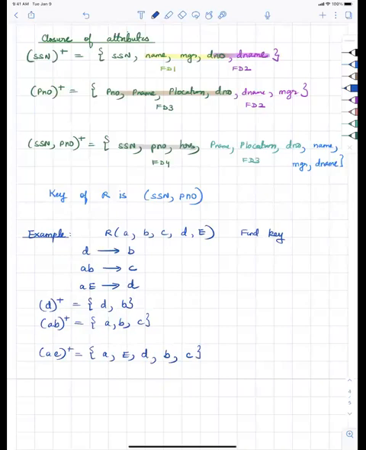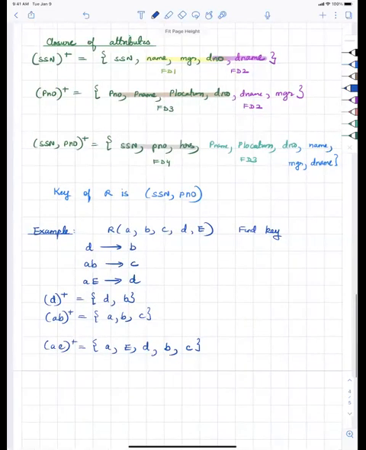So you get the entire set, because AE determines D, then this D determines B comes from here. And then AB determines C comes from here. So you get the entire set.